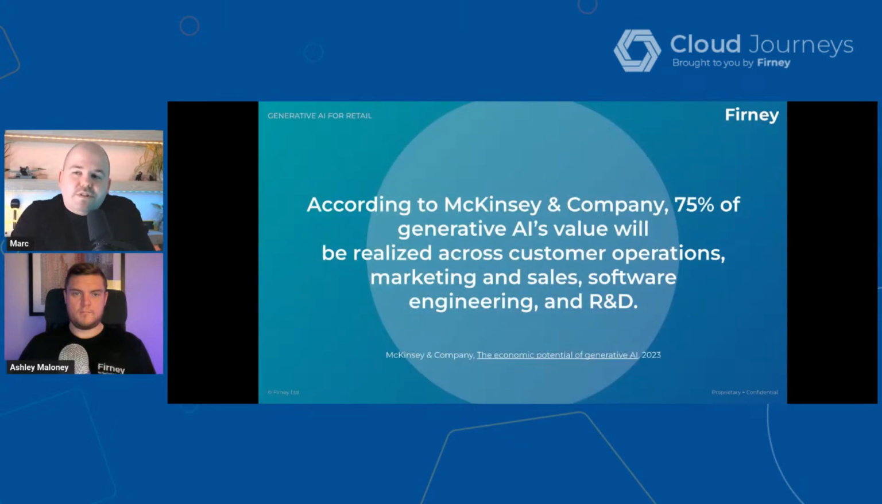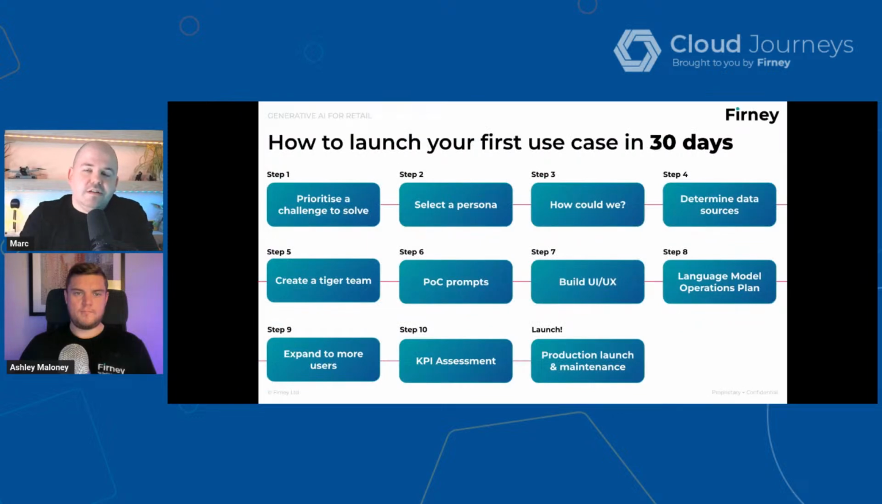So according to McKinsey & Company, 75% of Gen AI's value will be realized across customer operations, marketing and sales, software engineering, and R&D. So these are the areas that we're seeing initial movement in. Good areas to focus on because there'll be a lot of examples already. Not to say they're the only ones, but definitely a good place to get started.